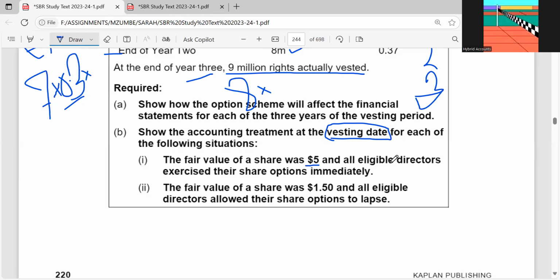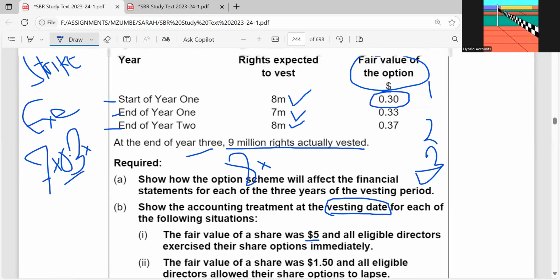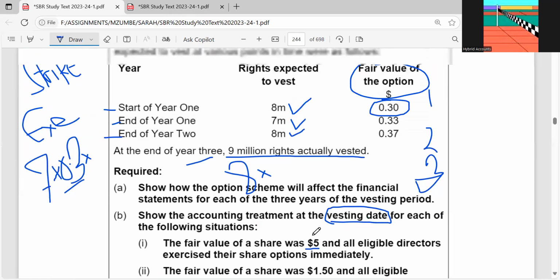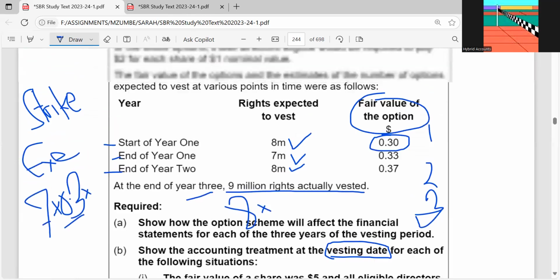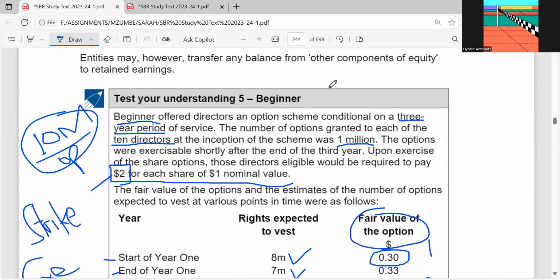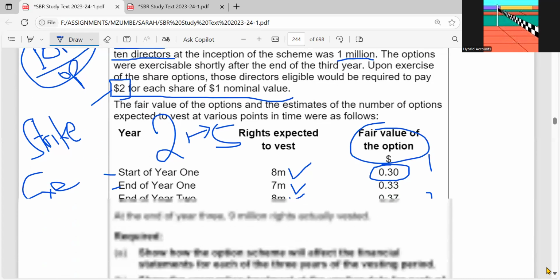Sometimes you won't be given this information, that all eligible directors exercise their options. You just act rationally, right? Look, the share actually had a fair value of $5, right? But what price were you told to buy? You are told upon exercise of the share options, those directors eligible would be required to pay $2. You see how fair it is. You pay $2 for something that is worth $5. That is actually in the money. It's very beneficial. So we expect all fair and sensible directors to exercise this option, right?